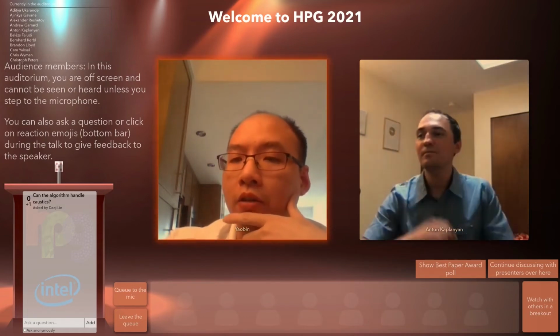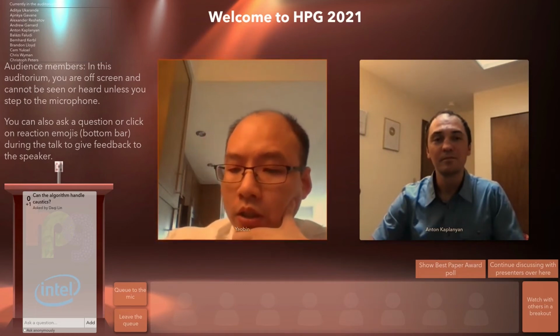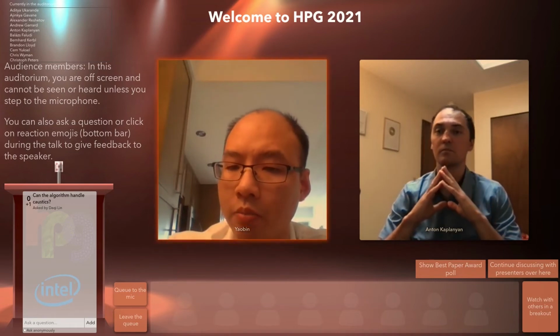If there are no questions, can the algorithm handle caustics? Actually, the current algorithm cannot handle caustics. As I mentioned in the slides, because we assume the second path vertex is diffuse, if you have a metallic ball reflecting light to the ground, our algorithm cannot capture the caustics very well by path reuse. Some of my colleagues are exploring extensions to this algorithm to handle caustics, I would say.